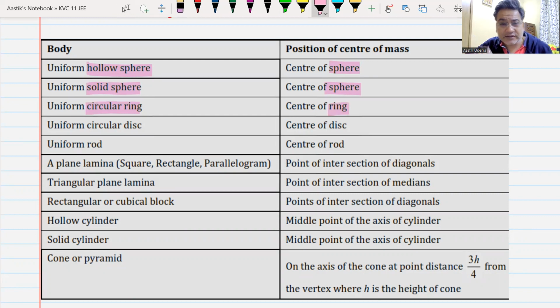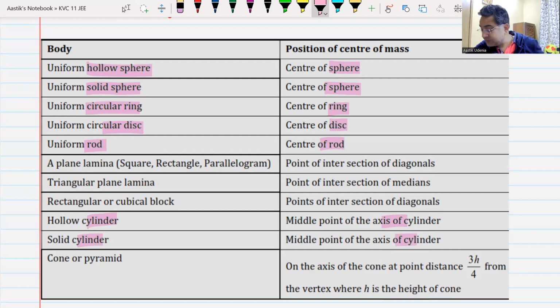Now, this is a body where the center of mass does not lie in the body, it lies outside the body. Center of mass can lie inside or outside depending on how the mass is distributed. A circular disc, CD, circular disc, center of the disc. Uniform rod, center of the rod. We all understand this, right? Cylinder, middle point of the axis. Solid cylinder, middle point of the axis. So everything is uniform. The center of mass lies at the center.